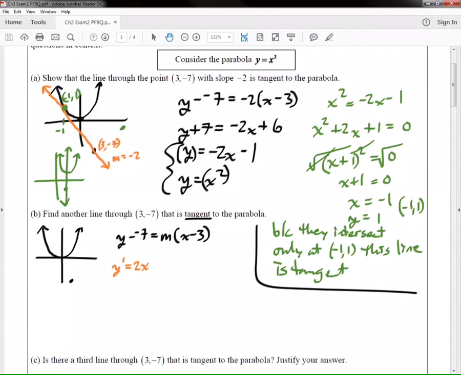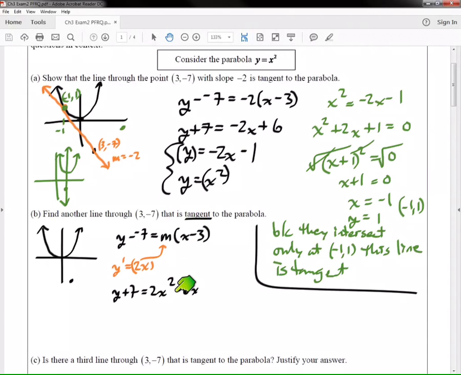2x. Now, I say this often. Y prime is slope. That is slope. So take this guy right here and just plug him right into that. Now, it doesn't really solve our problem yet. This is what we get. We get y plus 7 equals 2x squared minus 6x. So I just distributed the 2x to both of these.